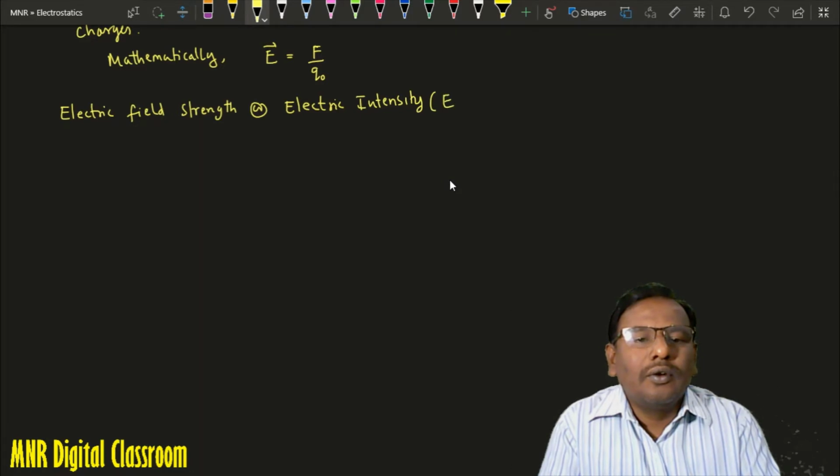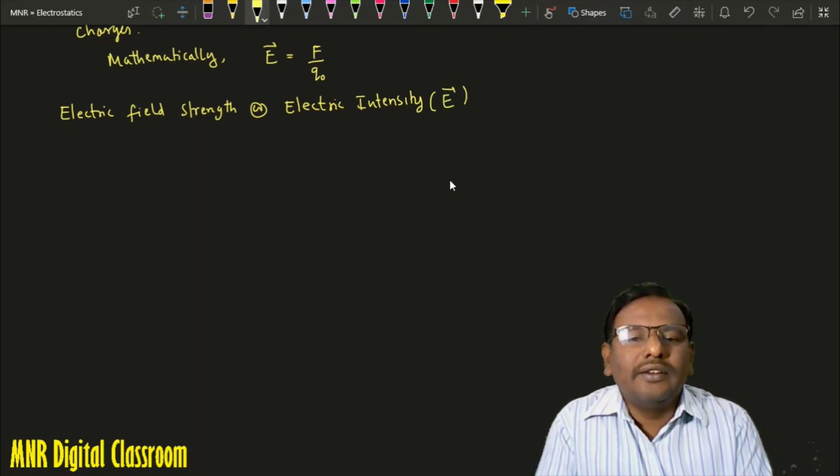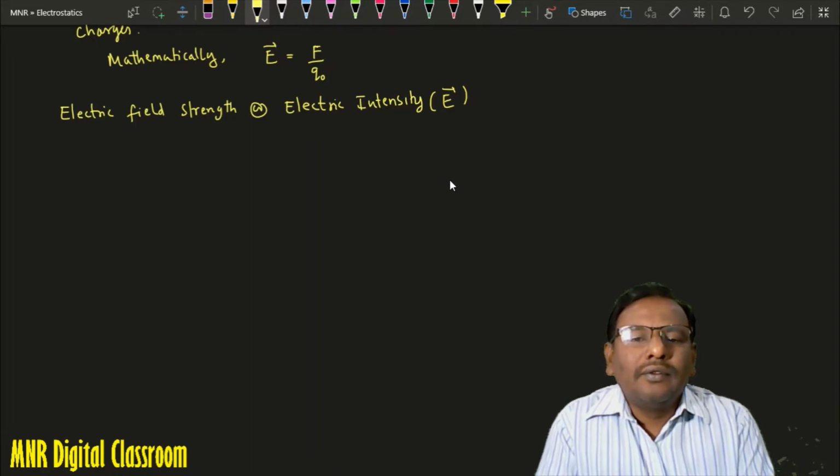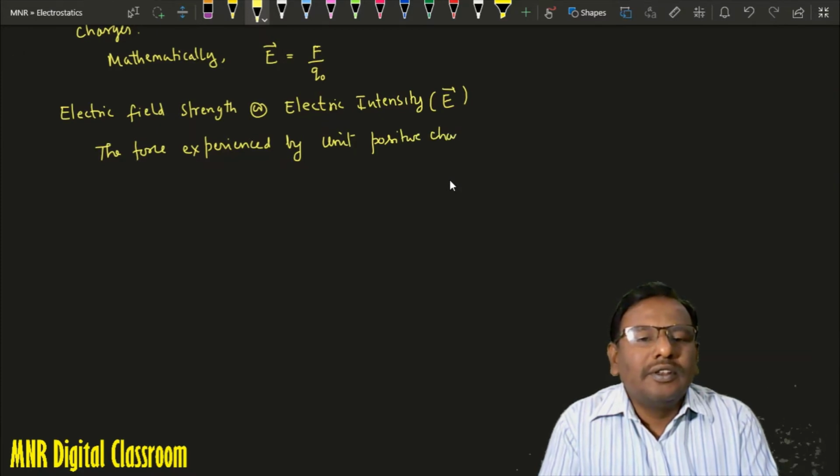So, electric intensity at any point is defined as the force experienced by a unit positive charge, which is generally termed a test charge.